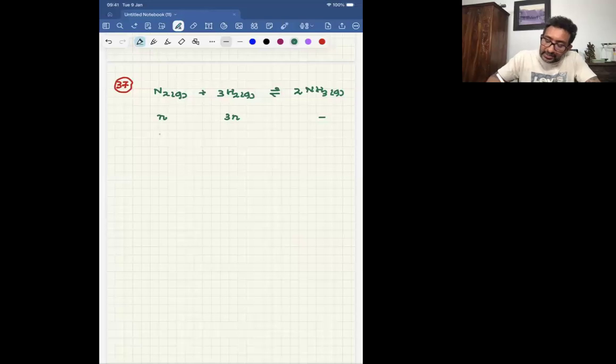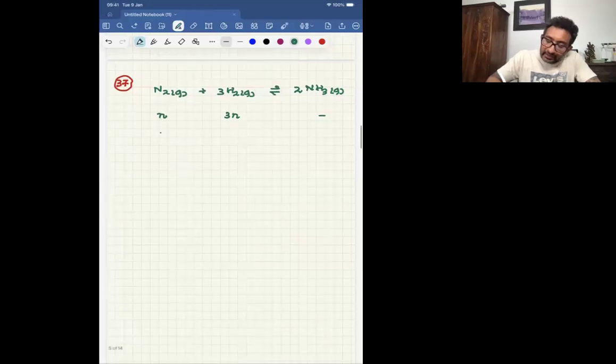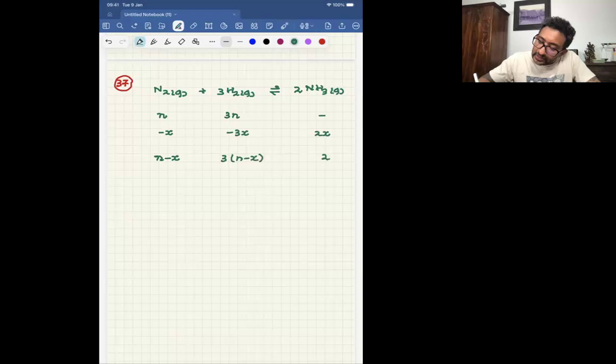So look at this one. Let us say out of that, x is reacted. So this is 3x. This will be 2x, right? So at equilibrium, you have n minus x, 3 times n minus x. This is 2x. Did you understand that? So this is the initial, this is the change, this is the amount at equilibrium.